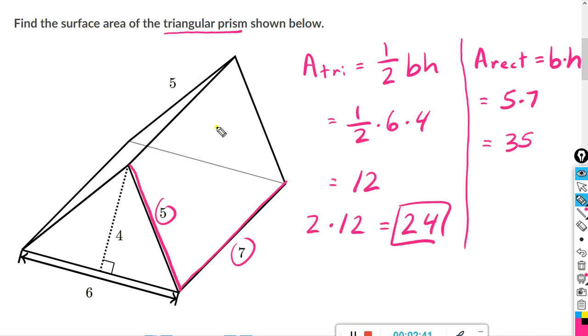Now, this rectangle here on the right is the same as this rectangle here on the left, because the distance from one triangle to the other is 7, so this will be a 7 over here. So this rectangle over here would also be 5 times 7. Since we have 2 of the same rectangles, I'm going to multiply the 35 times 2. And that's 70.